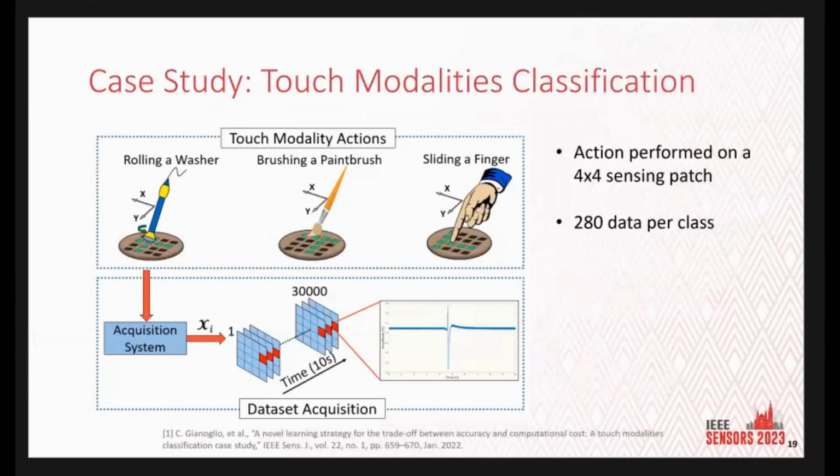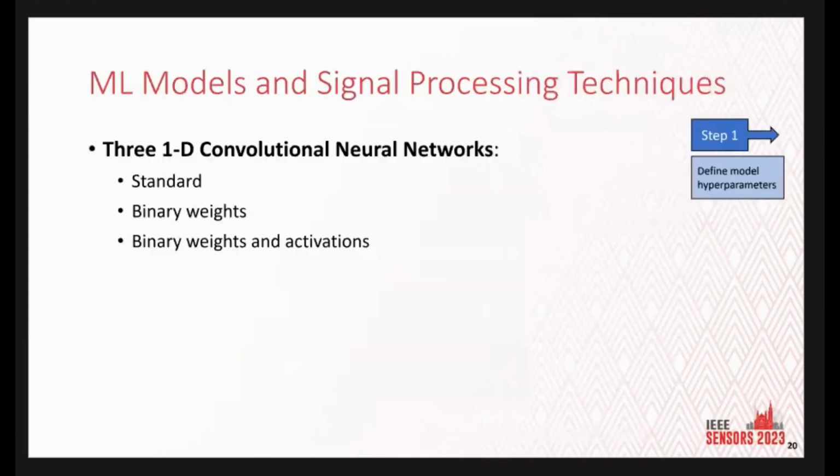We validated this strategy by performing a test on a known dataset in the state of the art, the touch modalities classification problem, that includes 3 classes of actions performed on a 4x4 sensing patch, an array of piezoelectric sensors. 280 data have been collected for each class, and each datum consists of a tensor that is 4x4 times 30K samples.